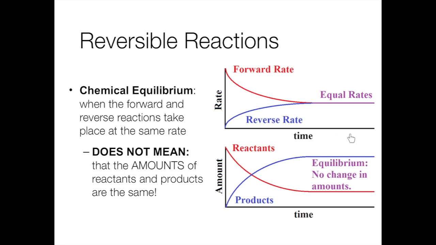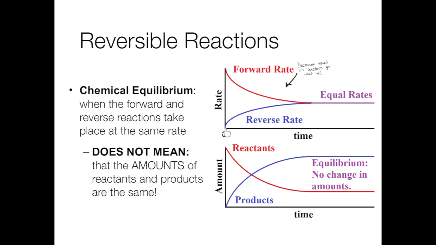Take a look once again at this top graph, where rate is the vertical and time is increasing along the horizontal. At the beginning of the reaction at time 0, right here, the forward reaction is fast, and it slows down over time because the reactants get used up, and as concentration goes down, the rate of the reaction decreases, as we mentioned in our last module.